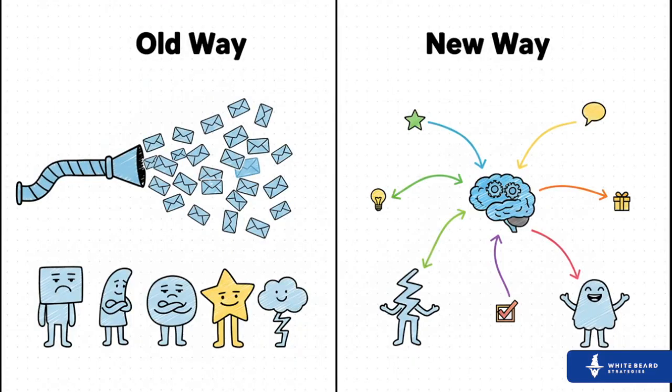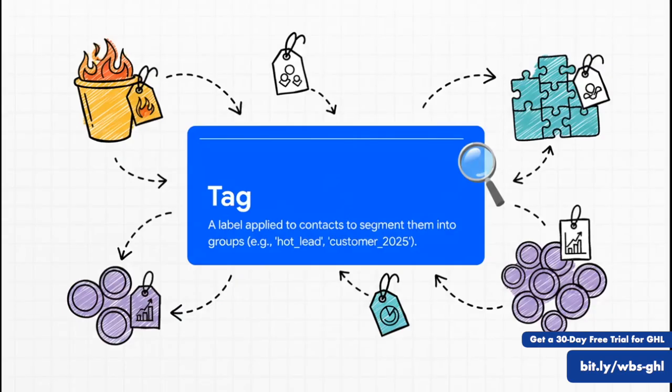Man, this contrast just illustrates the difference perfectly. The old way, right? You just blast the same generic email to every single person who signed up. The new way, the way that's powered by this kind of automation, is all about sending a perfectly tailored, personalized follow-up based on exactly who they are and what they told you they need. It's a game changer. So you might be wondering, how is that even possible?